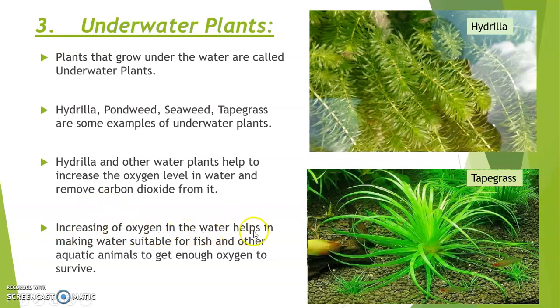Increasing the oxygen in the water helps in making the water suitable for fish and other aquatic animals to get enough oxygen to survive. Because they maintain the oxygen level inside the water bodies, these types of plants are also kept in the aquarium. In the fish aquarium, all the small plants inside are the tape grass or hydrilla. See, these are the hydrilla or the tape grass, where the leaves are very small.